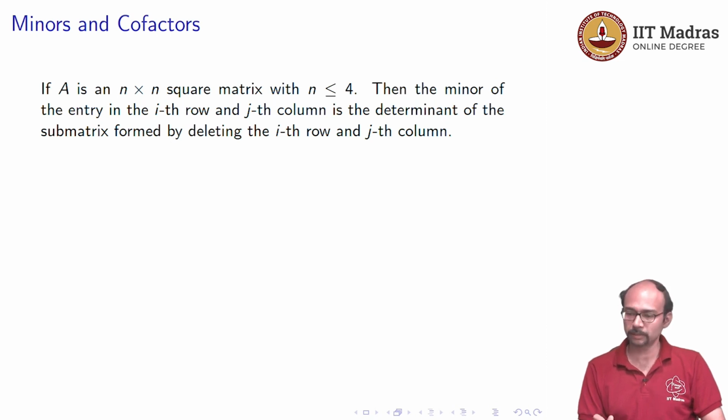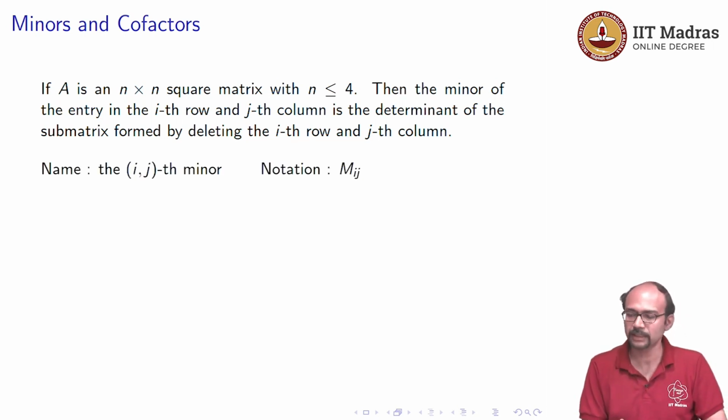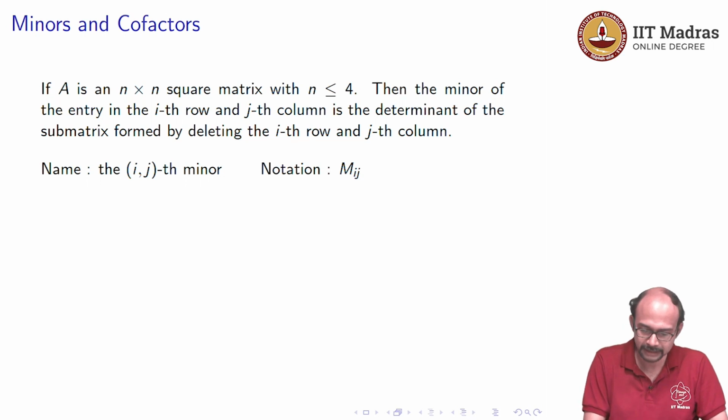Okay. So, now this makes sense because we have defined determinants for 1 by 1, 2 by 2 and 3 by 3 matrices. So, if you take a matrix of size 4 by 4 and you delete the ith row and the jth column, you will get a matrix of size 3 by 3, and then you take its determinant.